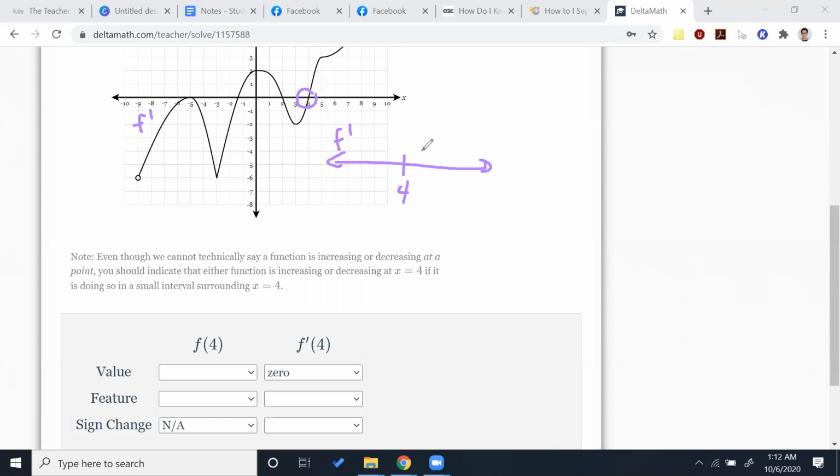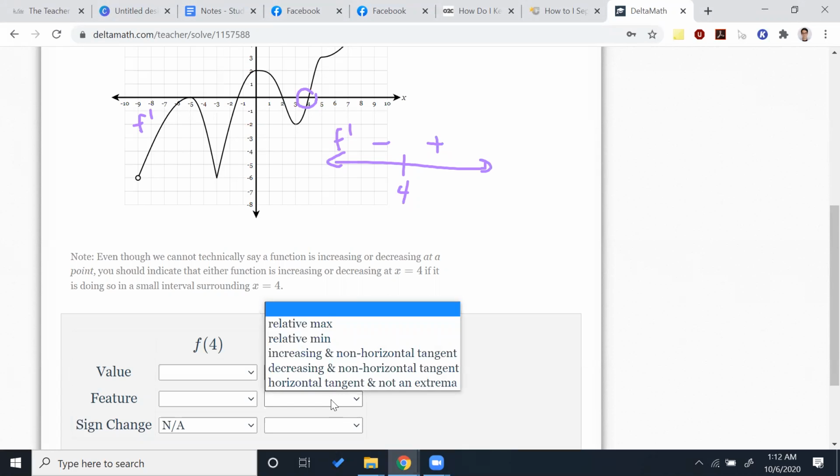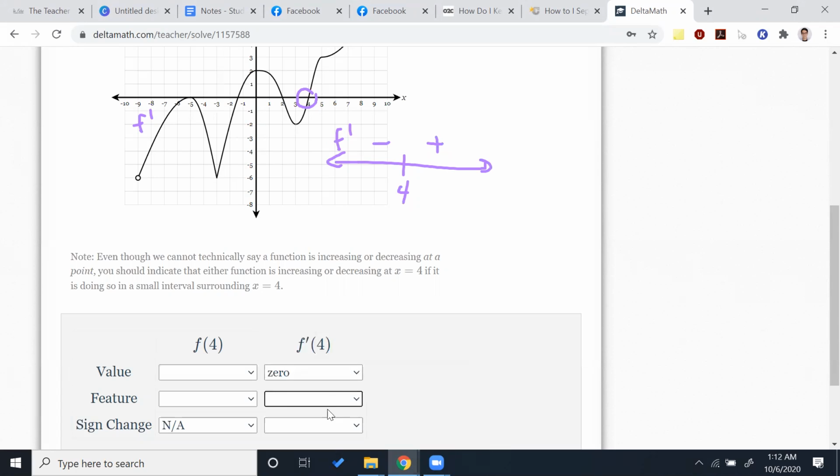Then you have to check the signs on both sides of 4. On the left side of 4 is negative. On the right side is positive. You see that? So it goes from negative to positive. So that's the third one. I saw the third part right here.